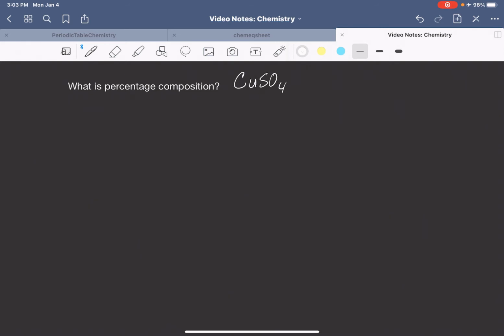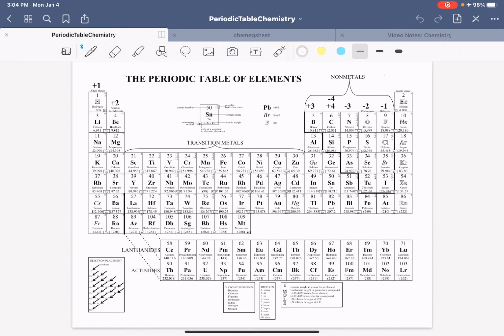So I'm not sure if you've already watched a video where we talk about the concept of a mole. If you haven't, then don't worry about it. There is another video you can watch, but there's two ways to explain this. So remember, go back to the periodic table. And so, for instance, copper, right?